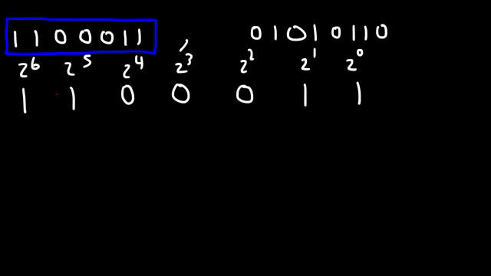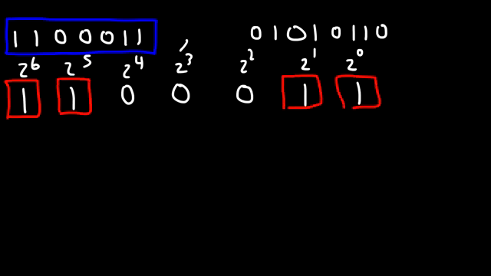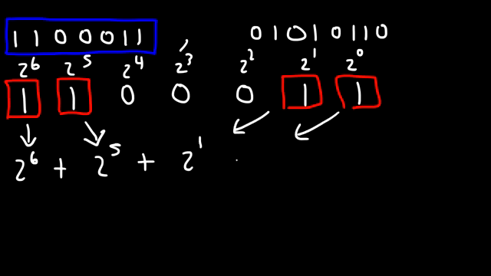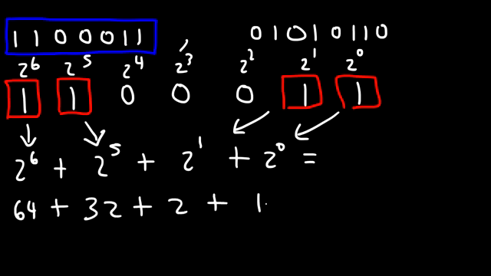And now let's focus on the numbers that contain a 1. So what we have is 2 to the 6 plus 2 to the fifth power plus 2 to the first power and then plus 2 to the 0 power. So 2 to the 6th power, we said that's 64. 2 to the 5th is 32, and then plus 2 plus 1.